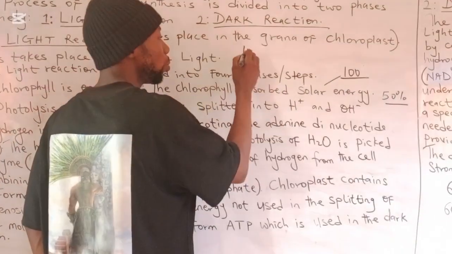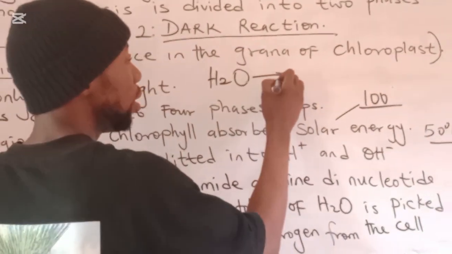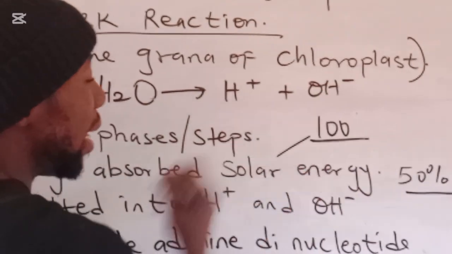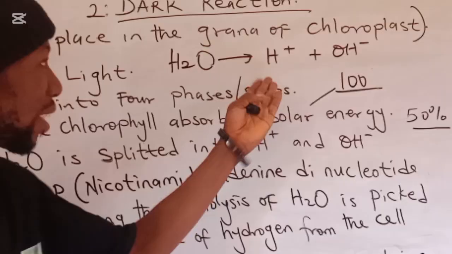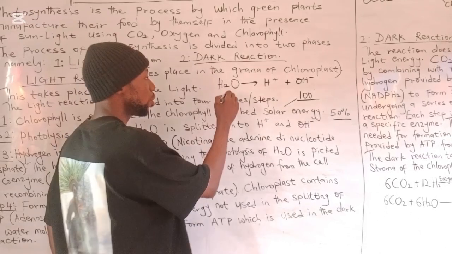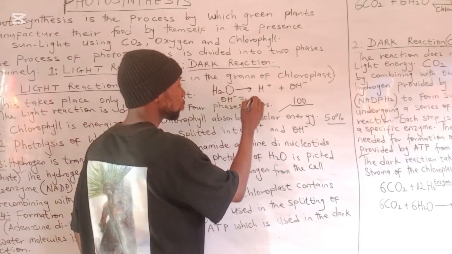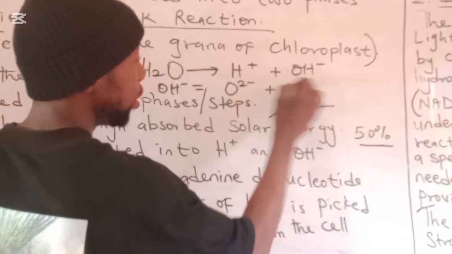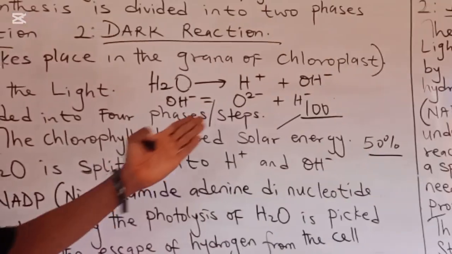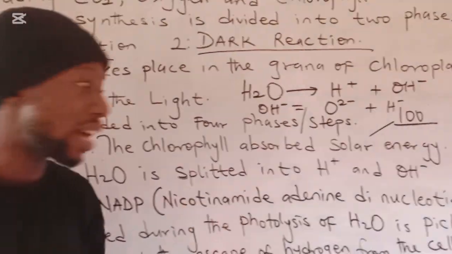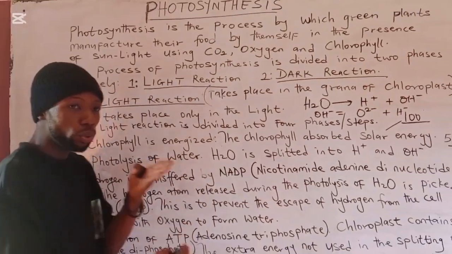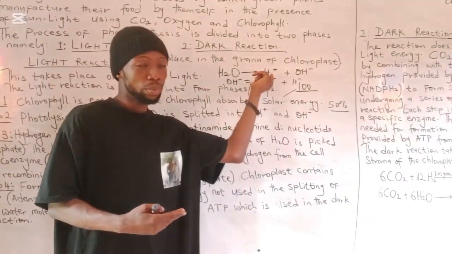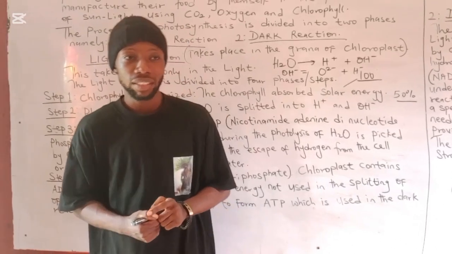This is the water molecule, H2O, and it is split into hydrogen ion and hydroxide ion. After which the hydroxide ion will also be split into oxygen and hydrogen ion. The essence is to take hydrogen from water. So the water molecule is broken down into hydrogen ion and hydroxide ion so that hydrogen will be taken away from the water.